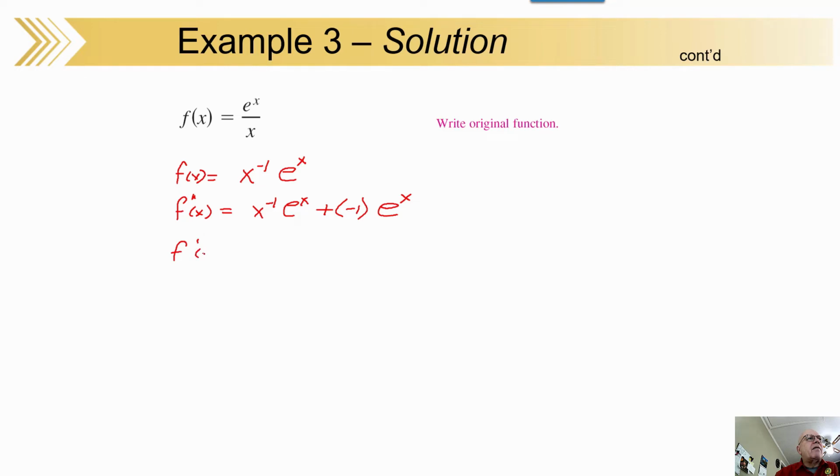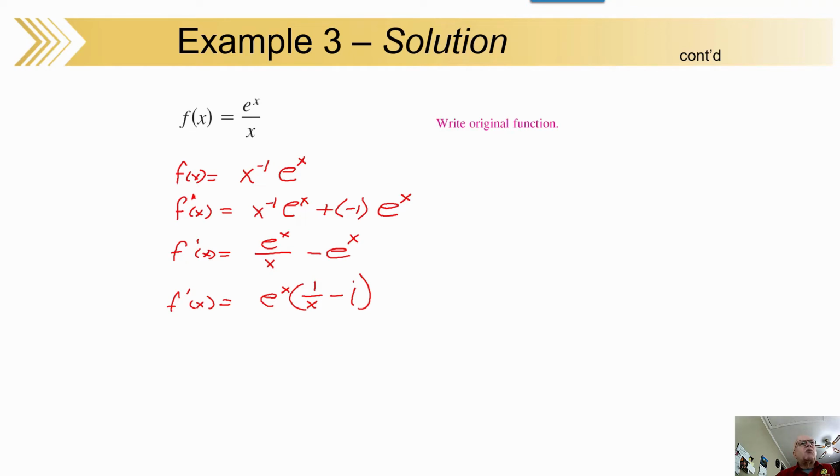What do we have? The derivative equals e to the x over x minus e to the x. If you want to, we could make this e to the x times 1 over x minus 1.